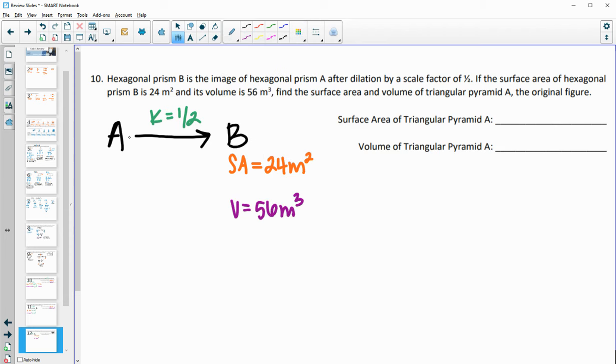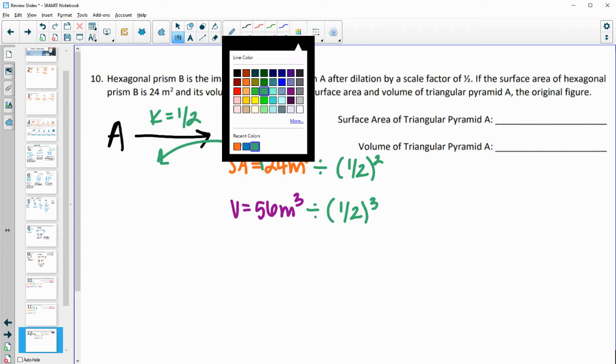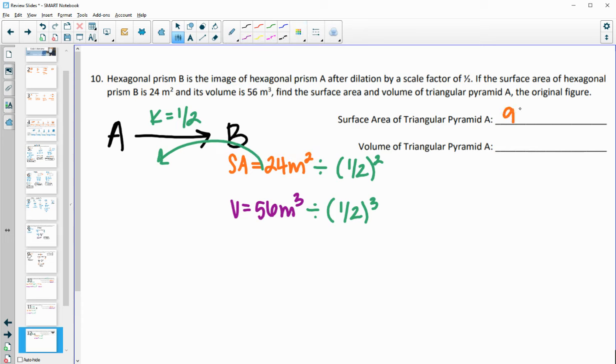Okay, so remember we take the original times K, so we multiply to get to this second shape. So then if we're going backwards, we're going to end up dividing. So now we're going to take and divide the surface area by K squared. Okay, and we're going to divide the volume by K cubed because we're going backwards. So we'll do 24 divided by 1/2 squared, and we will get 96 meters squared, which makes sense, right?